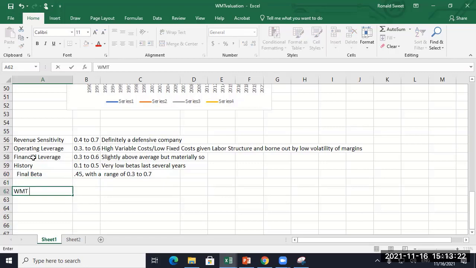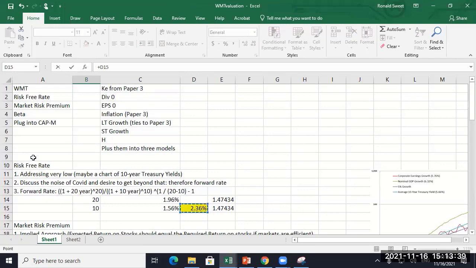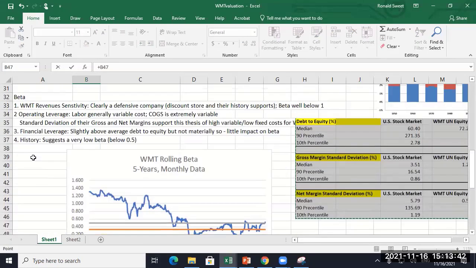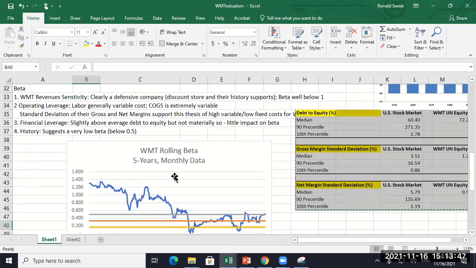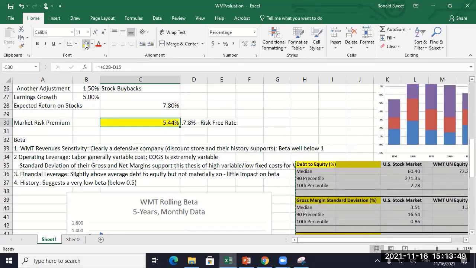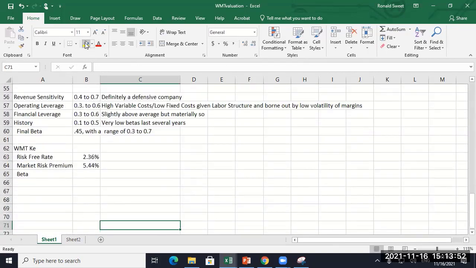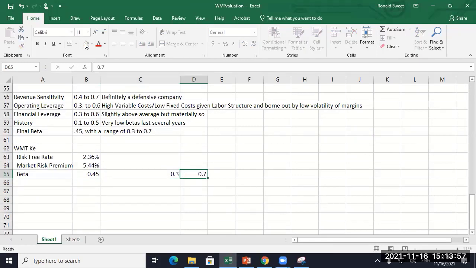So your Walmart discount rate: you've got the risk-free rate, market risk premium, and beta. Our risk-free rate was 2.36. Our market risk premium, I should have highlighted that, is 5.44. And our beta is 0.45, could be as low as 0.3 or as high as 0.7.